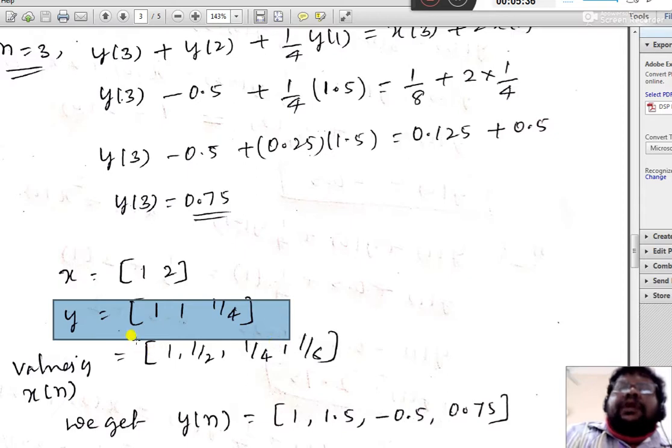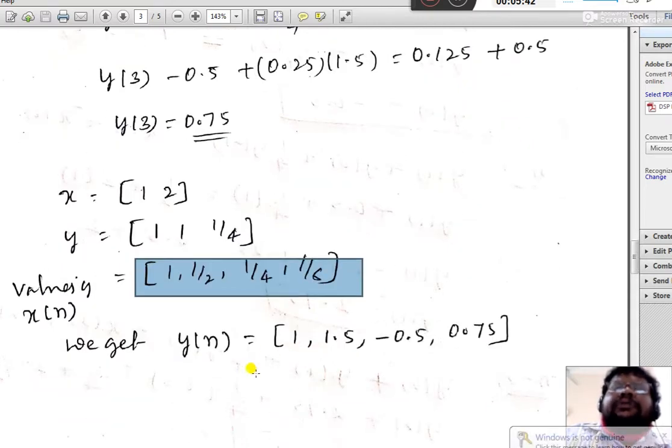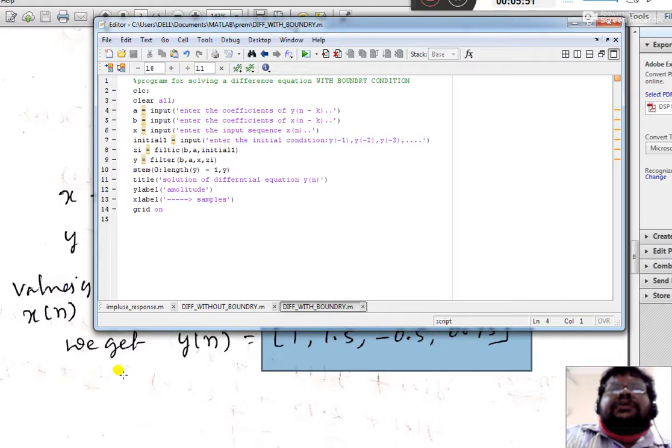The coefficient of x is 1 by 2, and the coefficients of y are 1, 1, 1 by 4. The sequence of x of n is 1, 1 by 2, 1 by 4, and this is 1 by 8. We are supposed to get y of n as 1, 1.5, minus 0.5 and 0.75. We will have the MATLAB code, and we will see whether it executes or not.